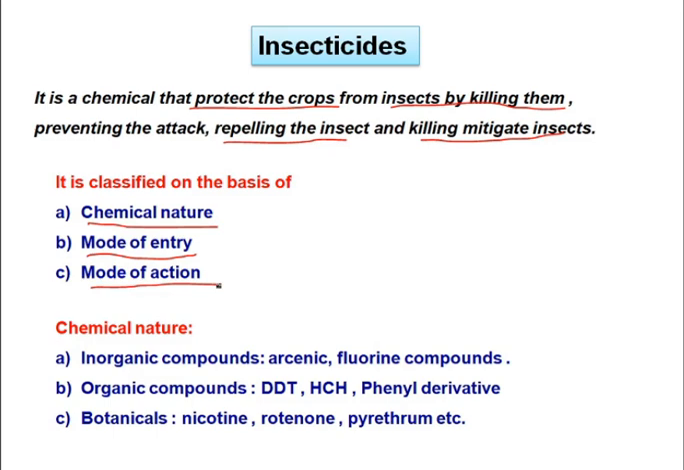So firstly we have seen the chemical nature. In chemical nature, insecticides are broadly classified as inorganic compounds, organic compounds, and botanicals. Inorganic compounds like arsenic and chlorine compounds can be included in inorganic insecticides. Next is organic compounds, for example, DDT, HCH, phenyl derivatives, or carbamates, etc. Botanicals are like nicotine, rotenone, and pyrethrum, etc.